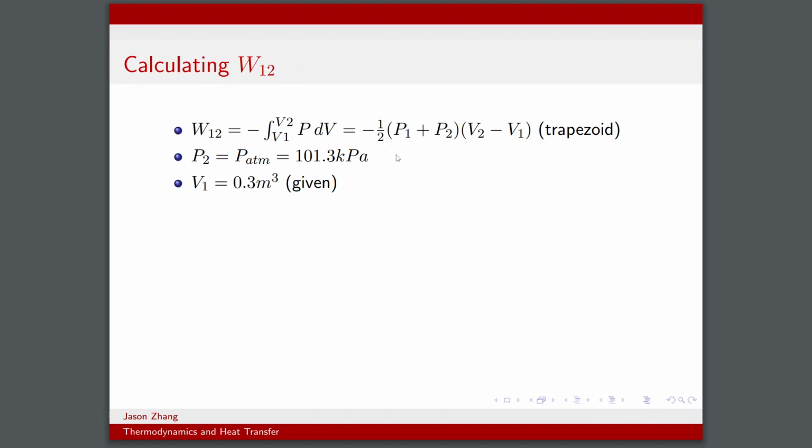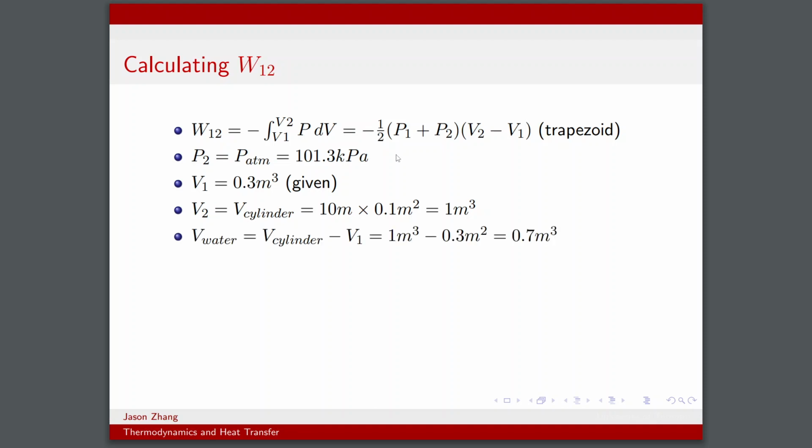And V1 is given to be 0.3 cubic meters, and this is for the air. V2 is going to be the entire volume of the cylinder. We're given that it has a height of 10 meters and a cross-sectional area of 0.1 square meters. So that means the total final volume will be 1 cubic meter.